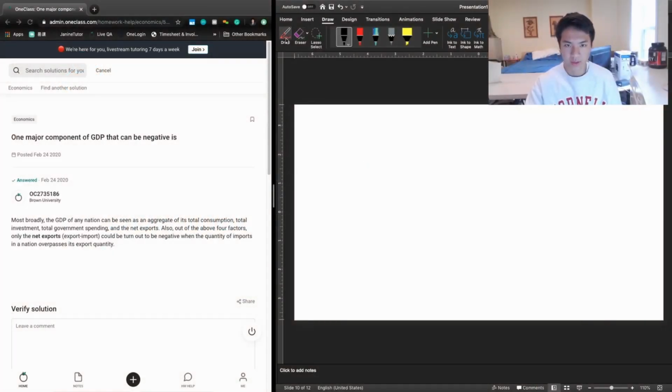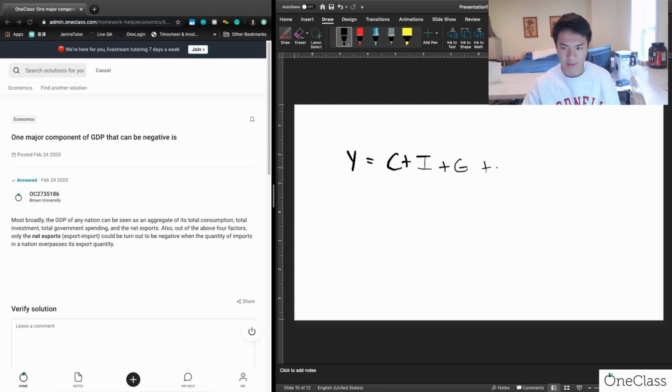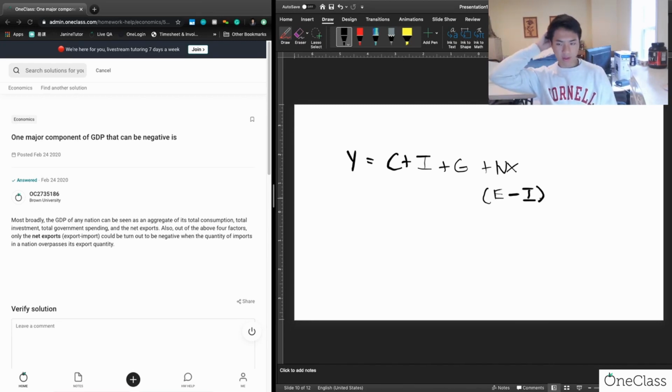And what we're dealing with here is that when we do a consumption approach, Y, which is GDP, is equal to consumption plus investment plus government spending plus net exports, which is given by exports minus imports, right? And so all components of GDP will fall under one of these four categories, right? And so the question is, which major component of GDP can be negative?